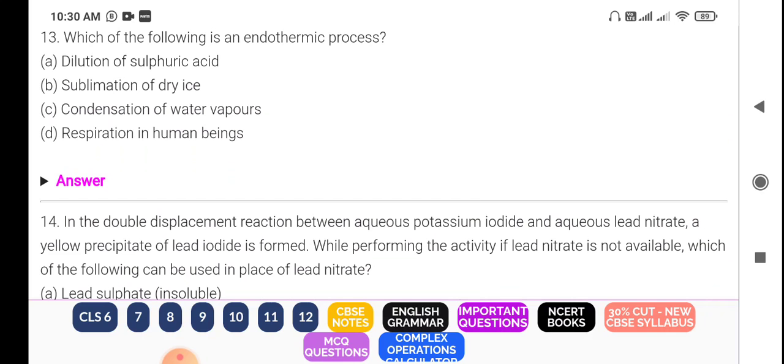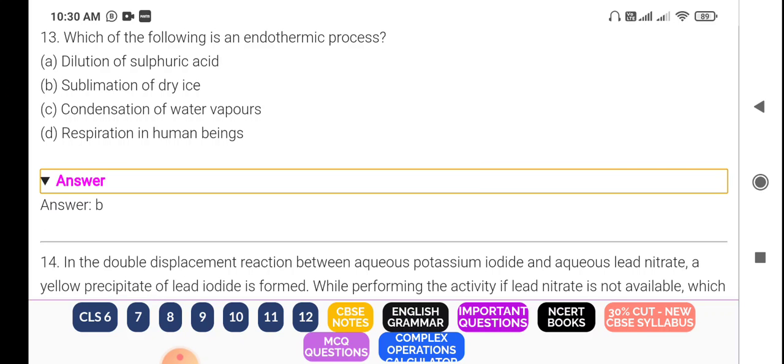Which of the following is an endothermic process? A, dilution of sulfuric acid; B, sublimation of dry ice; C, condensation of water vapors; and D, respiration in human beings. Dilution of any acid is an exothermic reaction. Sublimation of dry ice is endothermic. Condensation of water vapor and respiration in human beings are exothermic reactions. Here the answer is B, sublimation of dry ice.